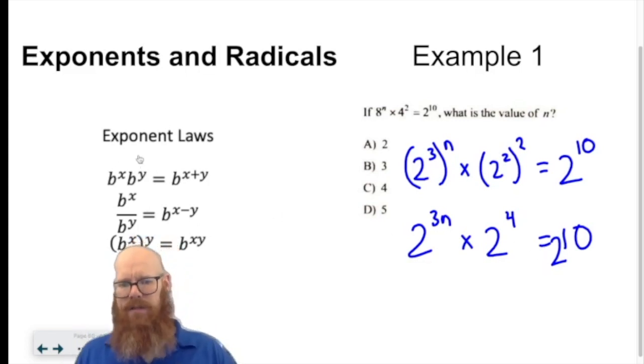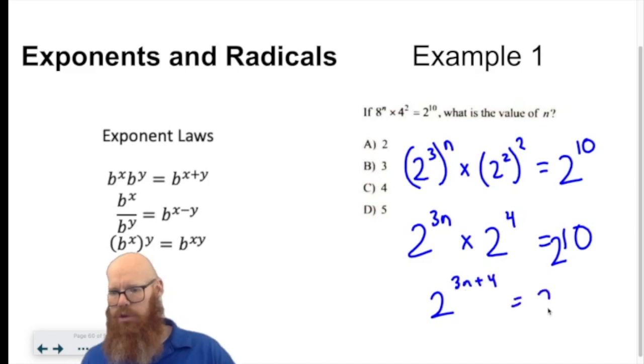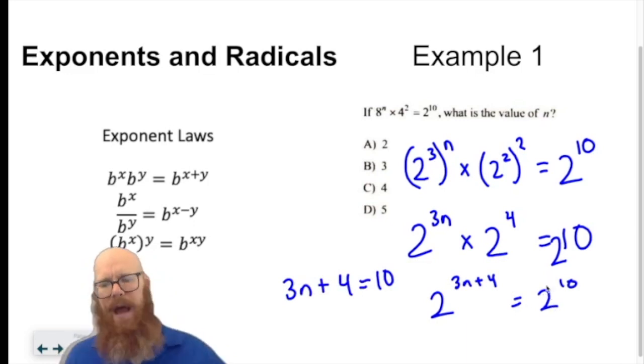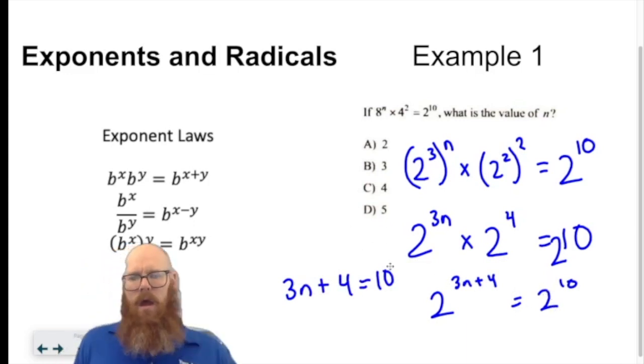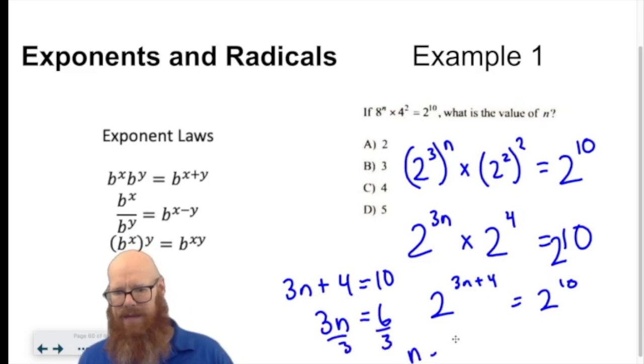And now I'm using the product property. So 2 to the 3n times 2 to the 4th: I add the exponents and I get 2 to the 3n plus 4, which equals 2 to the 10th. And then 3n plus 4 has to equal 10, because if I have 2 to a power equals 2 to a power, those powers have to be the same. So this is just a pretty straightforward equation to solve. I take 4 away from each side, so that is 6, and then divide by 3, and so n has to equal 2.